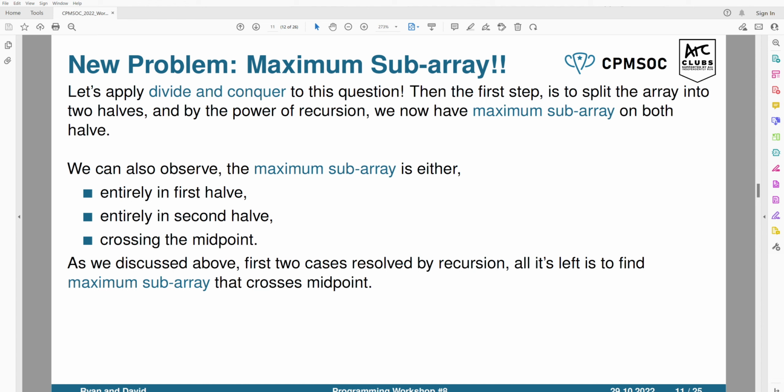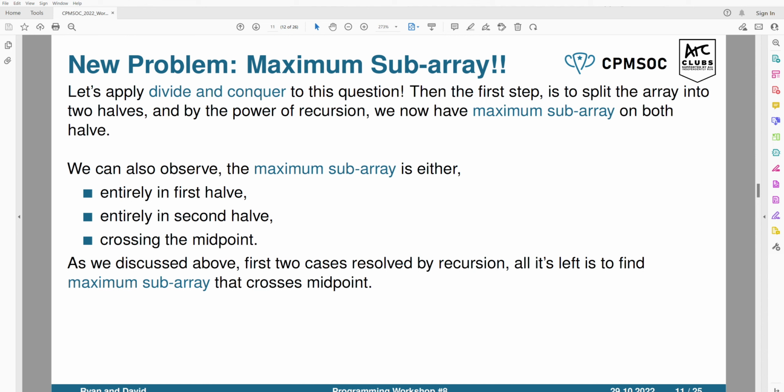And then, as we discussed above, we can notice that the first two cases, which are entirely in the first half and entirely in the second half, can be solved by our friend recursion. And all that is left for us is to find the maximum subarray that crosses the midpoint.